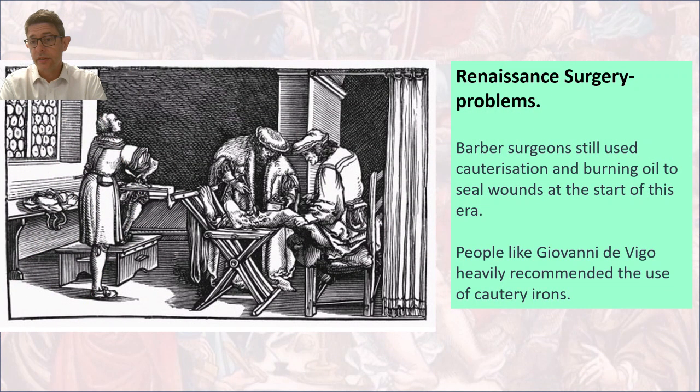So on to the Renaissance now. Okay, so we're typically thinking Renaissance 1450 to about 1800 here. Okay, so barber surgeons still use cauterization, burning, and they use burning oil to seal wounds now at this stage. So we've got the invention of better technology like guns, and so picking out bullets from bodies, and they're using burning oil. So cauterization's improved a lot more and is more and more common now in surgery.